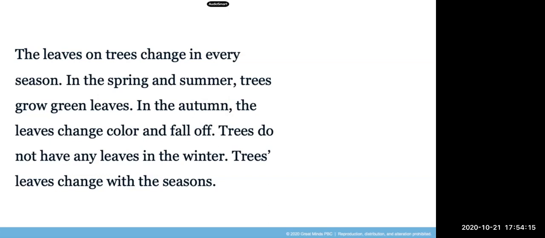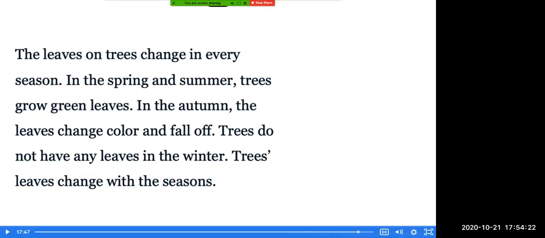So how did revising that paragraph make it better? I want you to think about that for a few seconds. Tell your learning partner how you think it helped make it better.